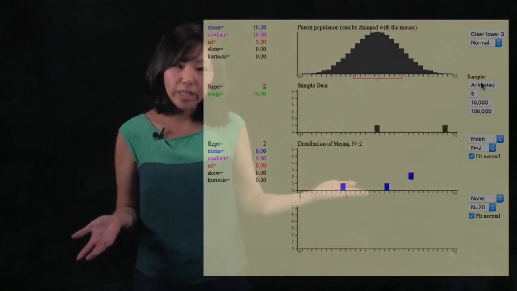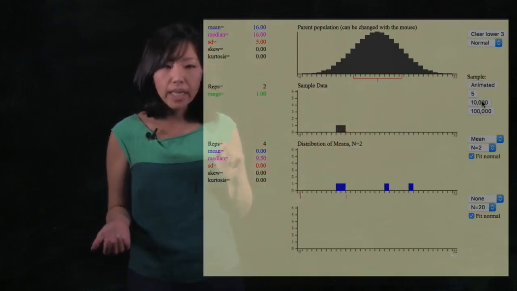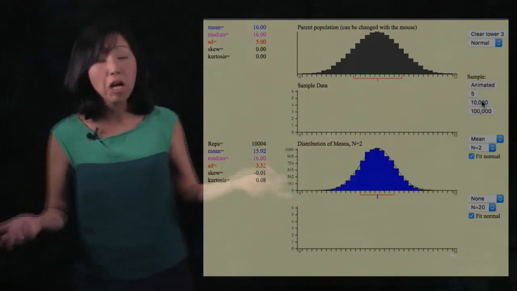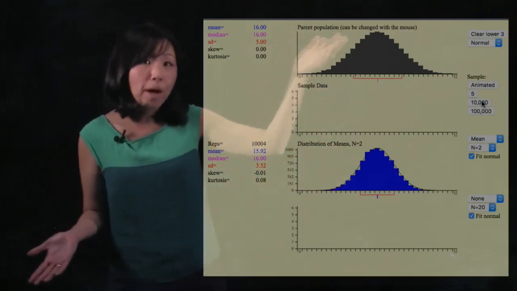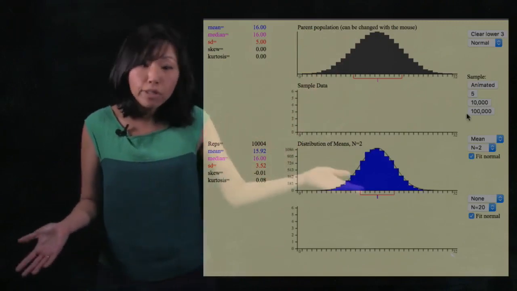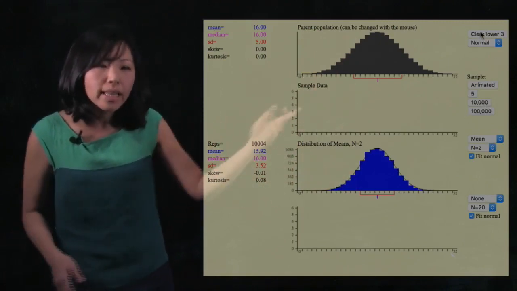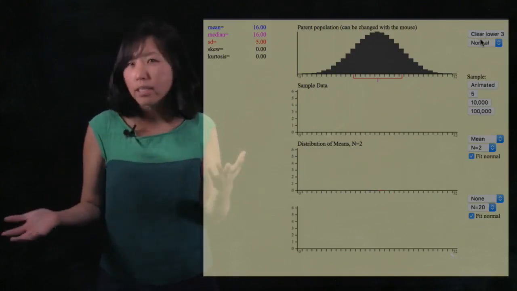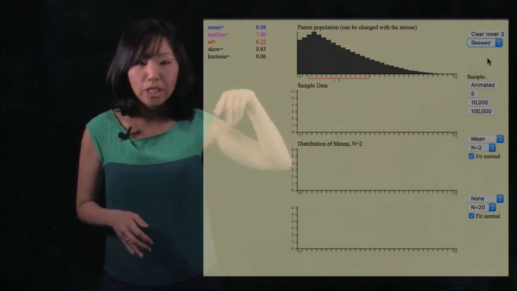Is this thing going to look normal? Let's skip to 10,000 samples and look at all the means. Look at that. Well, if you know that your population is normal, then it turns out even for sample sizes of 2, it's going to look normal, right? Let's try for a slightly different looking shape. So let's go to a skewed parent population.